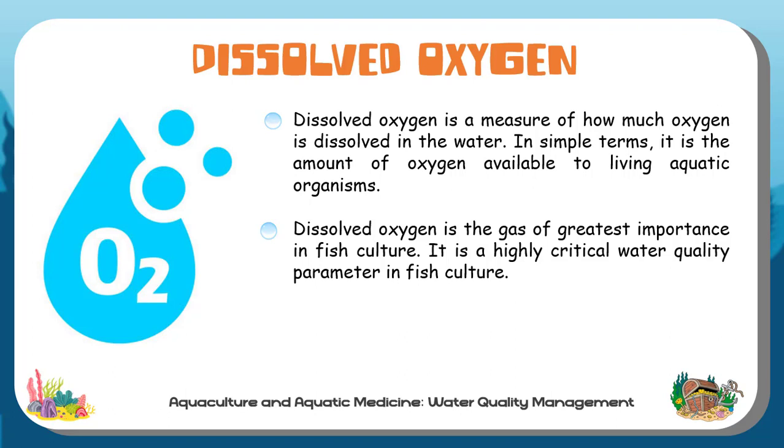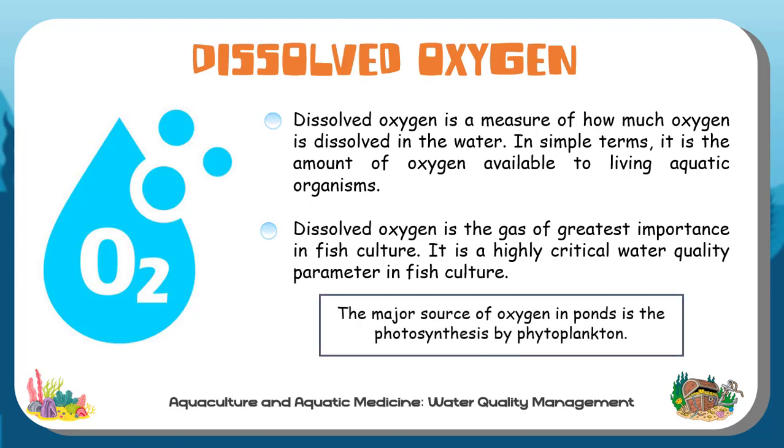Air contains approximately 21% oxygen, but the amount present in water is quite low. Due to the low solubility of oxygen in water, it is important for the fish culturist to fully acquaint himself with the dynamics of DO concentrations. In ponds used for aquaculture, the major source of oxygen is the photosynthesis of phytoplankton. What is phytoplankton? Phytoplankton are tiny plants that produce the green color in many fish ponds.